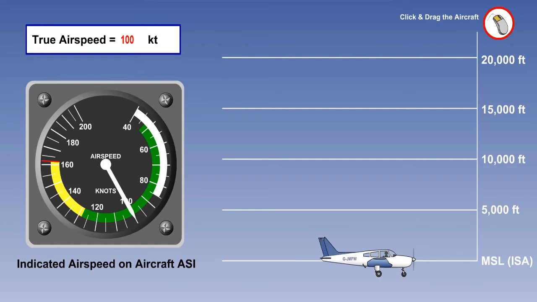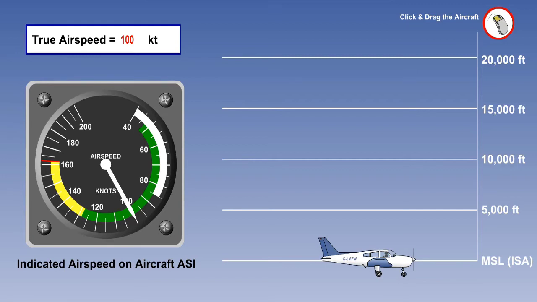Remember, the ASI is actually sensing dynamic pressure, which has been represented on the dial of the ASI as airspeed. Therefore, the ASI can only indicate the true airspeed, or TAS, at the density for which the instrument is calibrated. No allowance can be made in the calibration for the change in air density, which occurs with change in altitude.